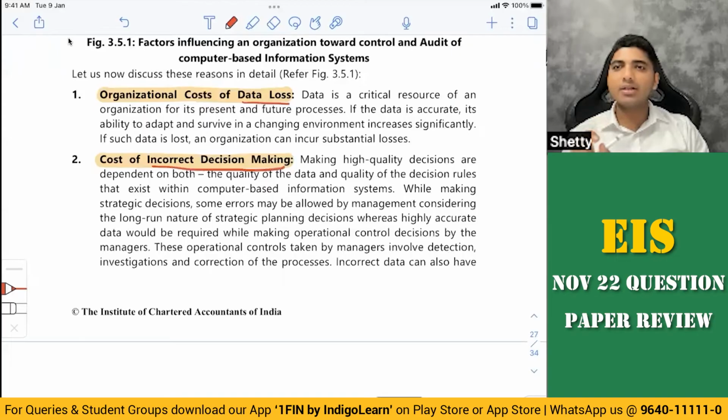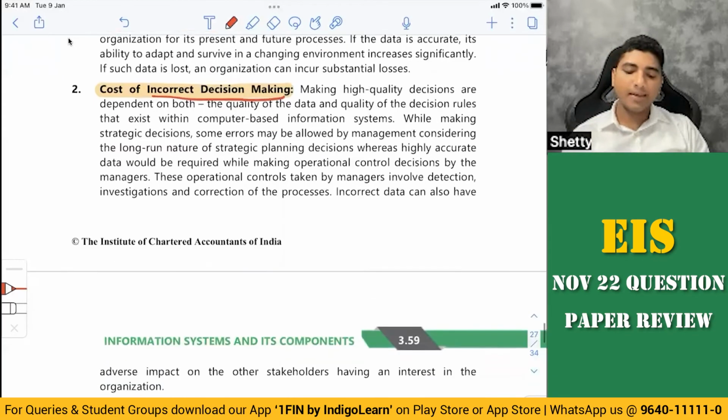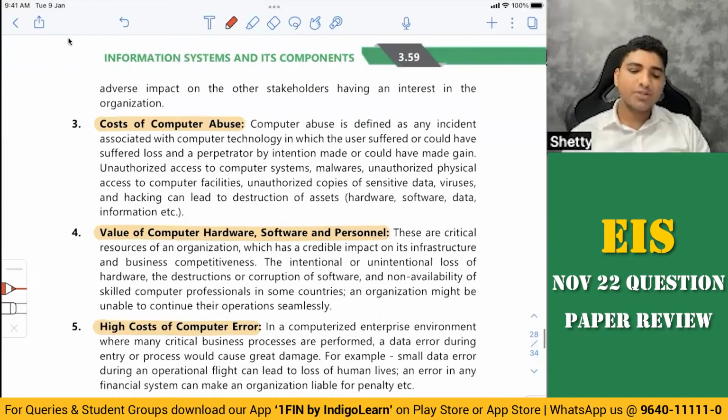So if you're taking a decision on the wrong facts, then the decision is also going to be wrong. Next, the cost of computer abuse. If your employees are putting some virus or malware in your system, then you have to pay a lot of ransom to get your data out. So there is a higher cost that you have to pay if your systems are abused.